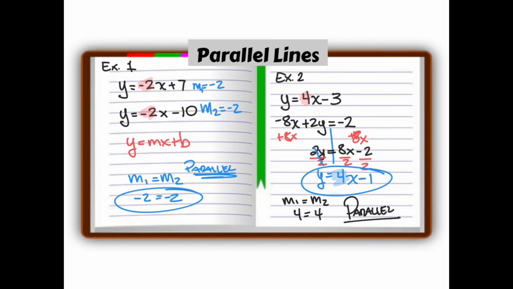So remember, if the slopes are equal, that means your lines are going to be parallel without the need of graphing them. And if your equation is not in y equals mx plus b, you're going to have to change it to look that way. Then you can compare your slopes. And if the slopes, again, are equal, then yes, your lines are going to be parallel.